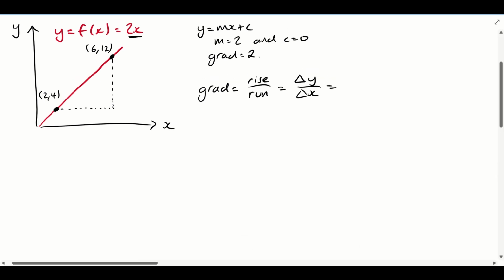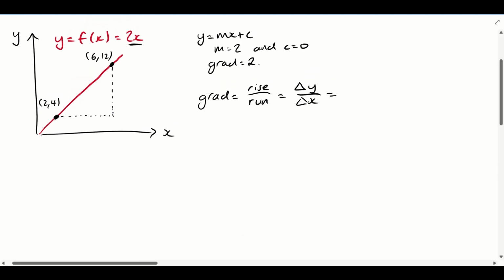And we know that this is equal to, well, we've gone from 4 as a y value at our first point, and we've climbed up to 12. So the difference is 12 minus 4, which is 8. And for the x, we've gone from an x value of 2 up to an x value of 6. So 6 take away 2, which is 4. And 8 divided by 4 is 2. So the gradient is 2. We have got the same solution, doing it 2 different ways.